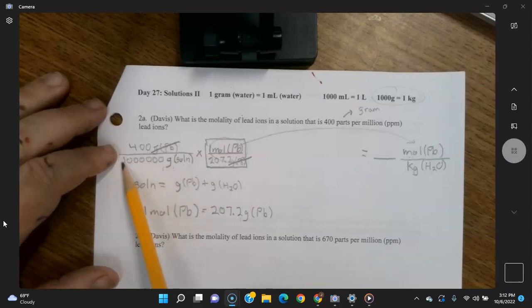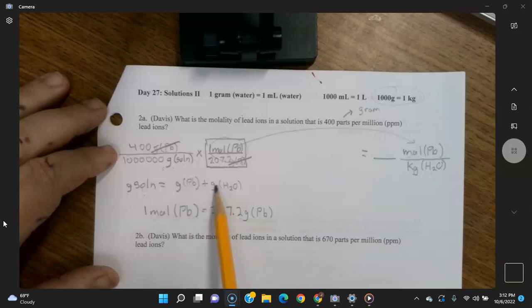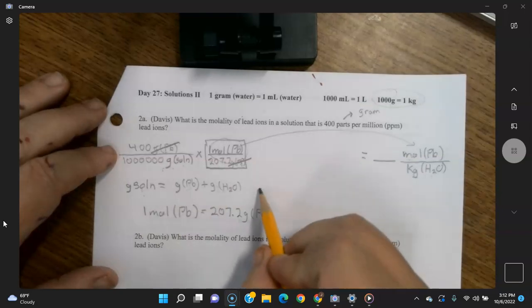And we know that there's 1,000,000 grams of the solution. So if we know the grams of solution is 1,000,000, and the grams of PB is 400, then the difference between those two is going to be the grams of water. So it becomes a subtraction problem. Grams of water plus 400 equals 1,000,000. So we're going to do that as a subtraction problem.